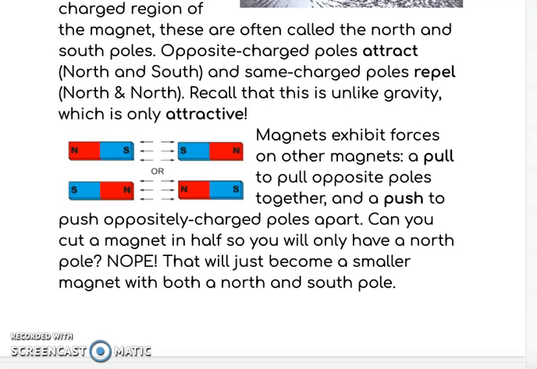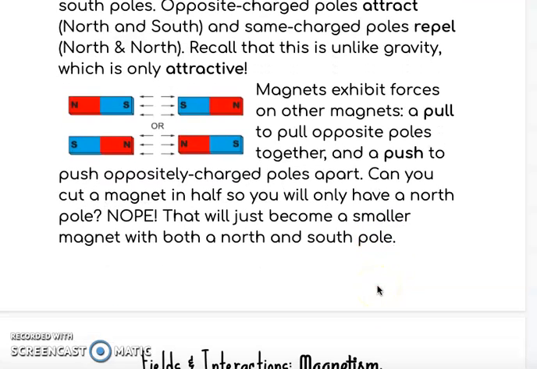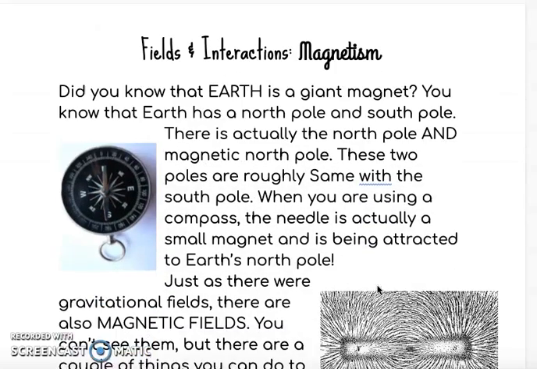So a lot of people might wonder, can you cut the magnet in half so then it would only be a north and a south, like one north and one south? No, as soon as you cut that magnet in half, you're just going to have a smaller magnet with north and south. So you can't just have a north pole, you can't just have a south pole, it always has to be a combination of both.